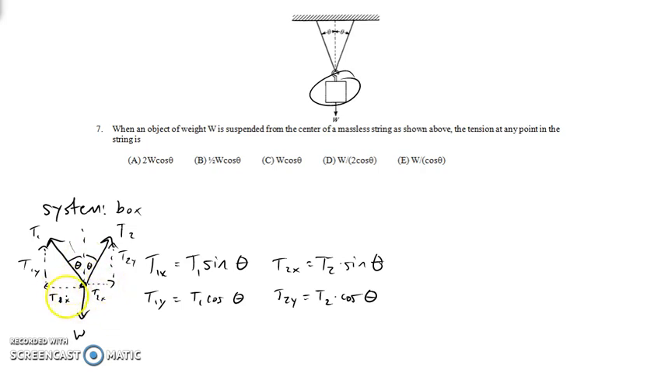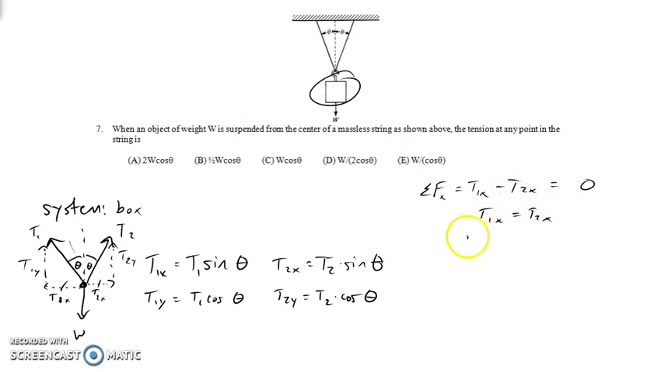When I draw the forces like this, though, I can see that the T1x and T2x need to be balanced, or they're going to be in equilibrium. So when I add up all of the x forces, like this, I'm going to get T1x minus T2x, those add up to 0, and so I can say T1x equals T2x.